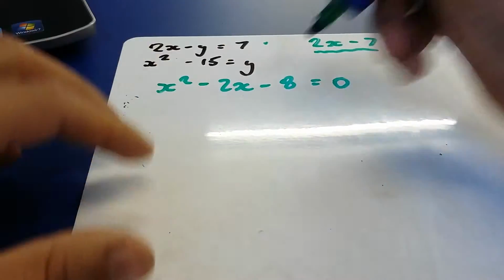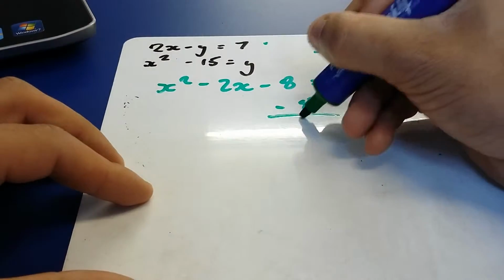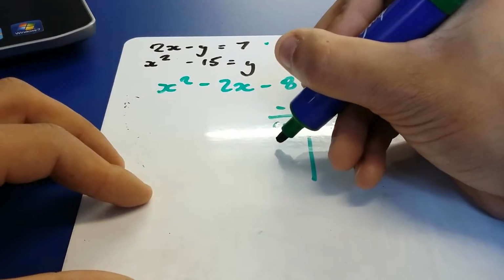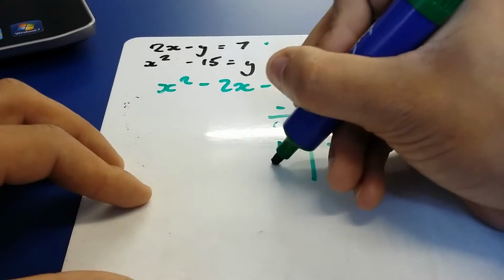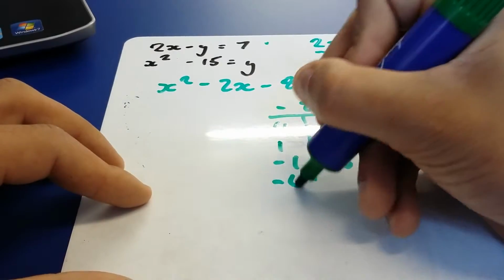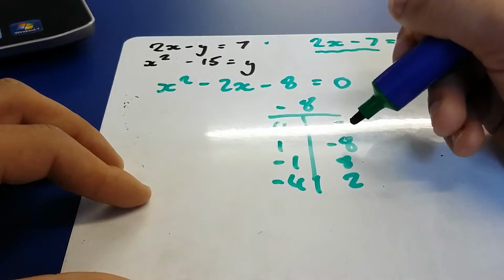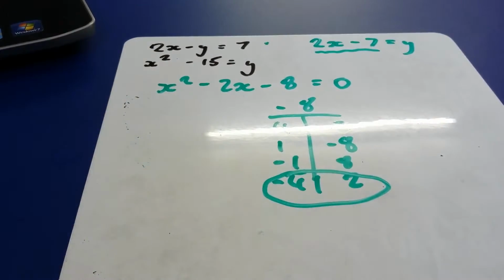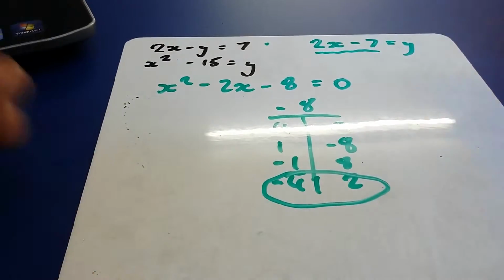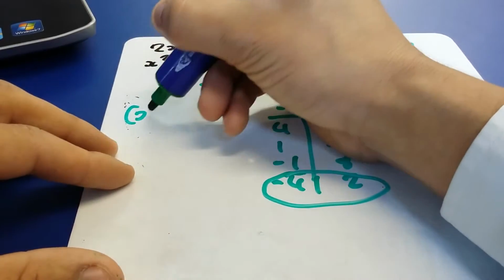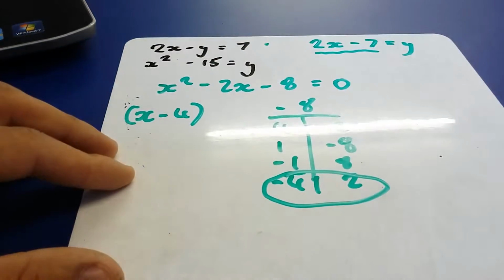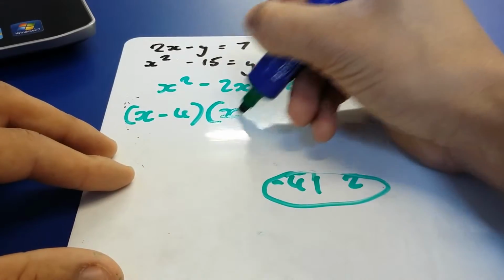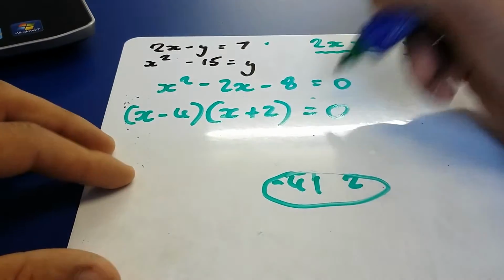So if I list the factors of minus 8, I've got 4 and minus 2, 1 and minus 8, minus 1 and 8, and minus 4 and 2. Now, is there a pair of these factors that add together to make minus 2? Well, minus 4 add 2 equals minus 2. So I know they're going to go into my brackets. So there we go, that equation's factorised.